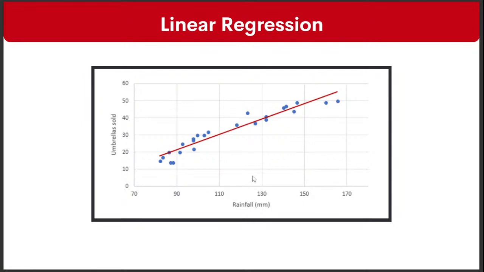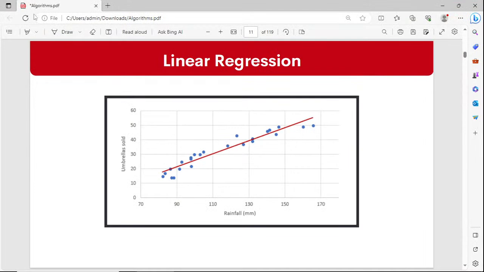If I have a new value and want to make a prediction using linear regression, for example, what the umbrellas sold will be if my rainfall value is 150, it can take this straight line and from that find the coordinate of y. That will be a value, right? So it can give you the answer. It can be done, right? Understood?